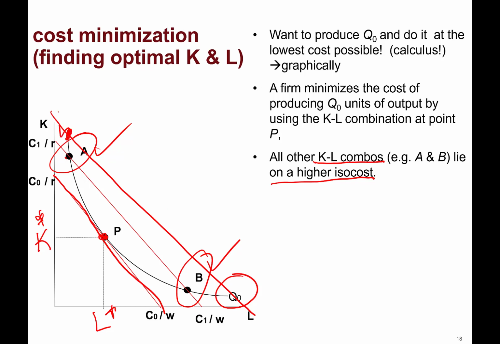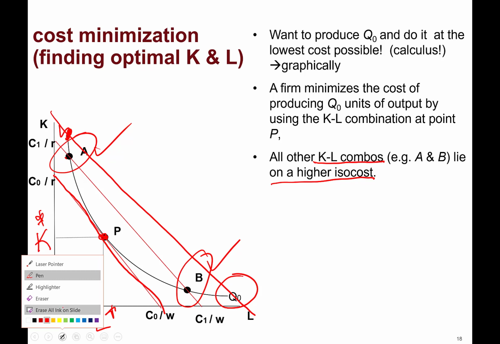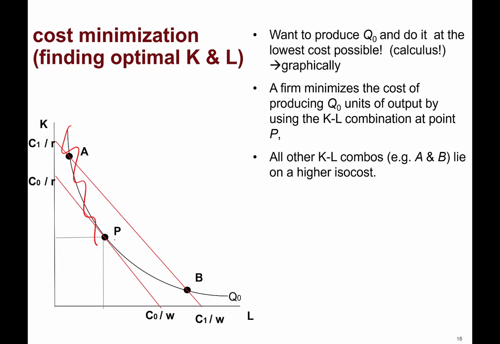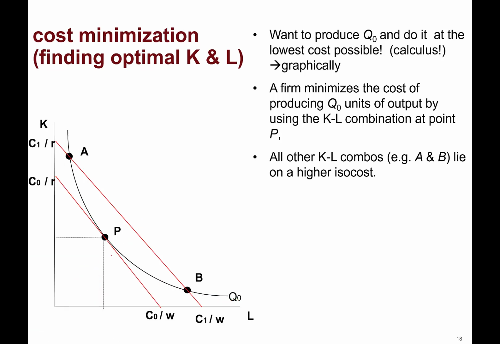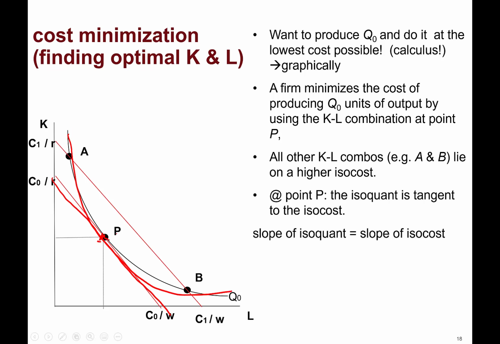So what I'm trying to do is produce this level of output with the lowest possible cost, closest to the origin. So I'm going to grab the isocost curve that is tangent at one point to my isoquant. That's the optimal labor capital combination. At point P, the isoquant is tangent to the isocost, so the slope of the isoquant will be equal to the slope of the isocost.